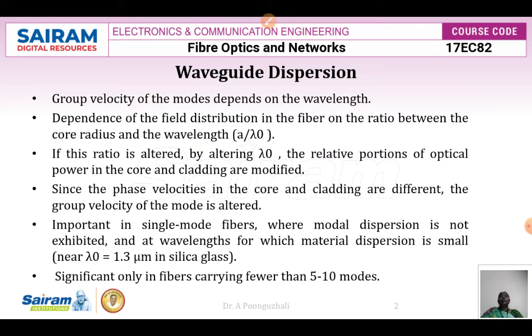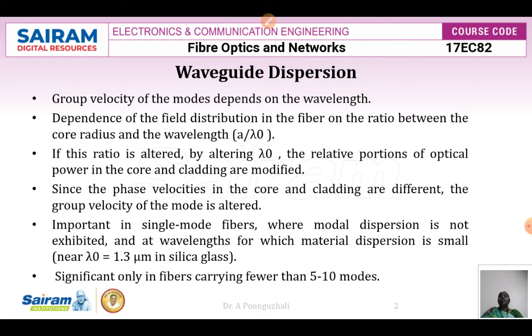So if I vary this ratio, that is by changing the operating wavelength lambda naught, then the portion of optical power present in the core and the cladding is also going to be modified. So in this case the phase velocities in the core and the cladding are going to be different, and the group velocities are also going to be altered.